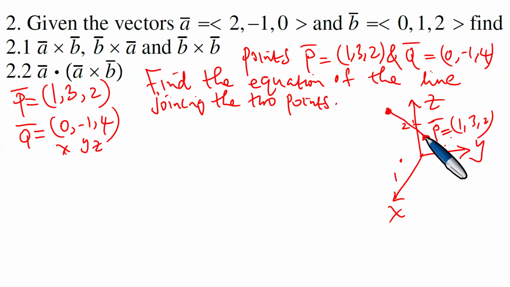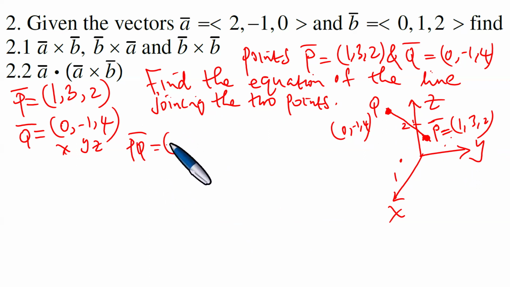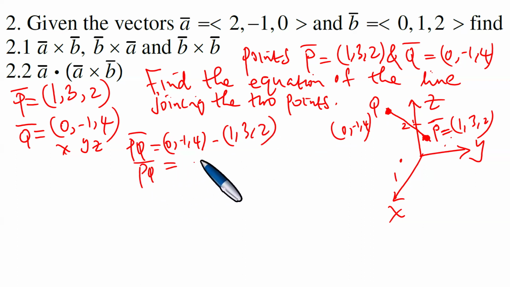So if you look at these points and find the equation of the line joining the 2 points, take this one as the initial point and this point Q with components 0, -1, 4. At this point we can have PQ, the final point 0, -1, 4 minus the initial point. So PQ equals: the final point 0 minus 1 is -1, -1 minus 3 becomes -4, and 4 minus 2 becomes 2.